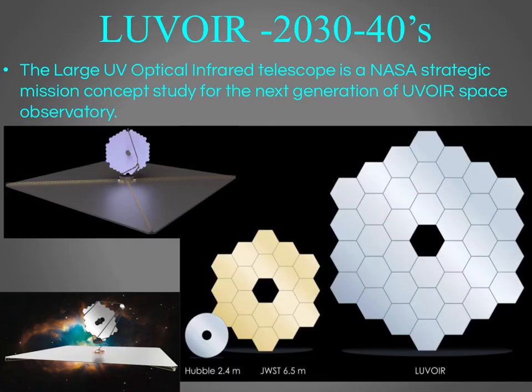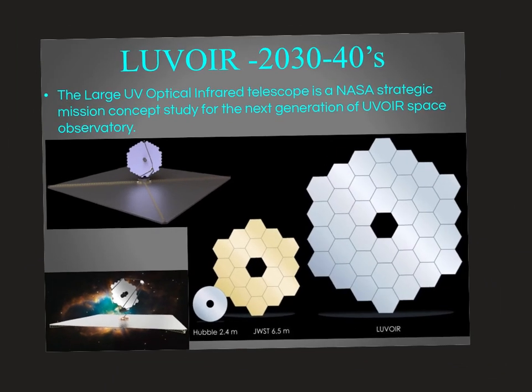Okay, LUVOIR, 2030s to 2040. So this is hopefully something that happens within our lifetimes, right? It's a Large Ultraviolet Optical Infrared telescope. It's NASA's strategic mission concept study for the next generation of UV OIR space observatory. So look at this right here. Here was the Hubble, here was the James Webb, and now look, here's LUVOIR. Look at how many mirrors are part of that.